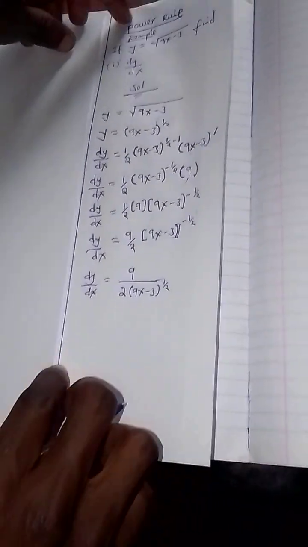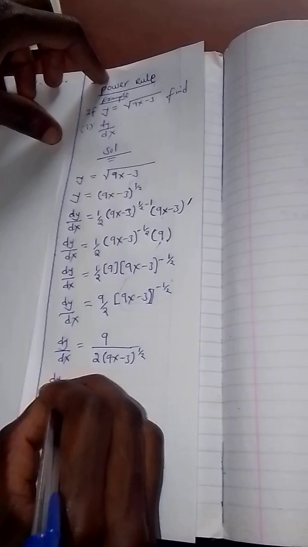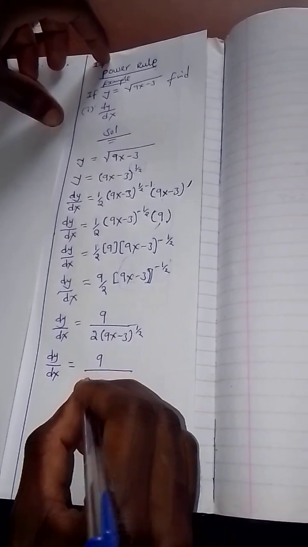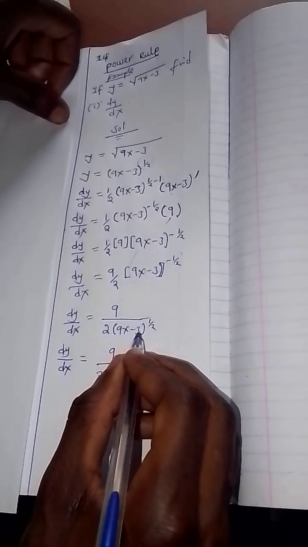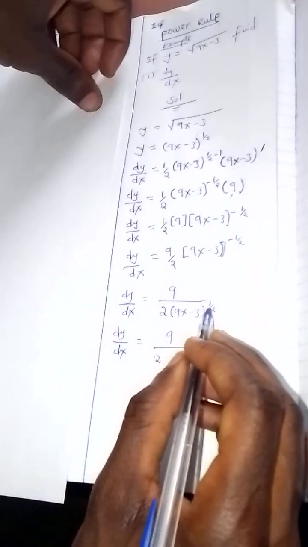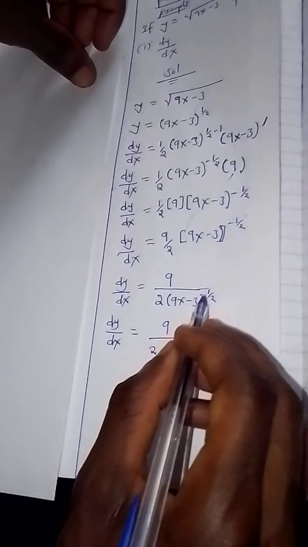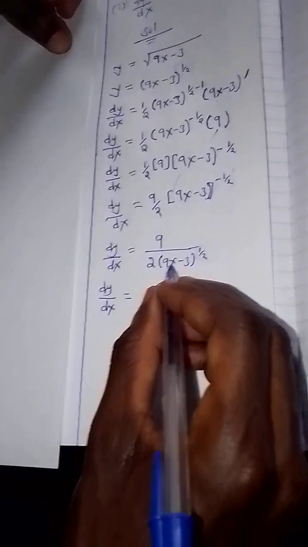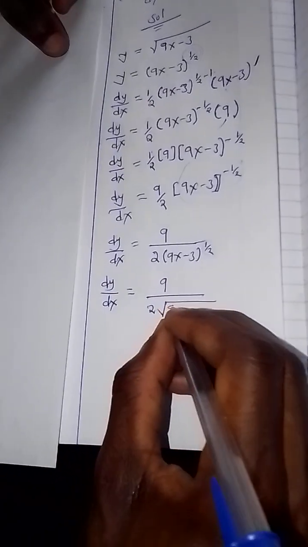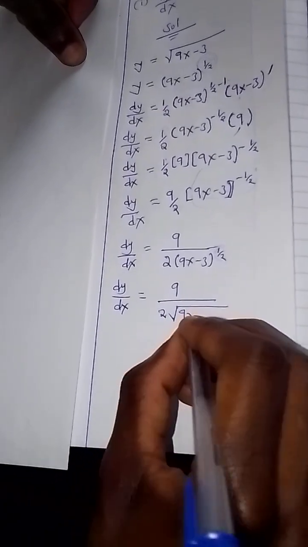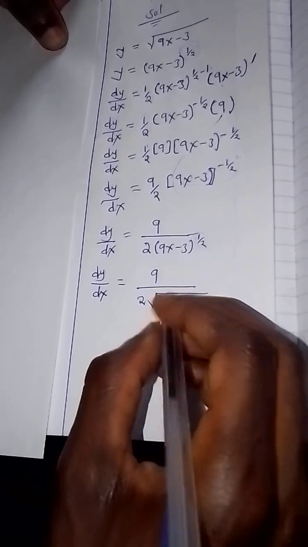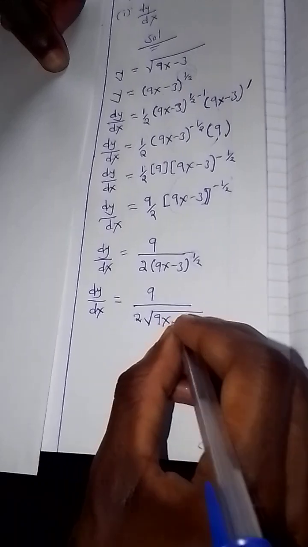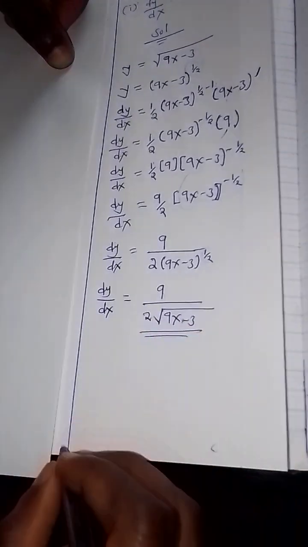Again, we cannot leave our answer like this. So our final answer will be written as dy/dx is equal to 9 over 2. We can see that 9x minus 3 to the power 1 over 2 is the one that has a fractional power. To get rid of this power, we should introduce the square root. So we should write 9x minus 3 in the square root. So the final answer is 9 over 2 times the square root of 9x minus 3.